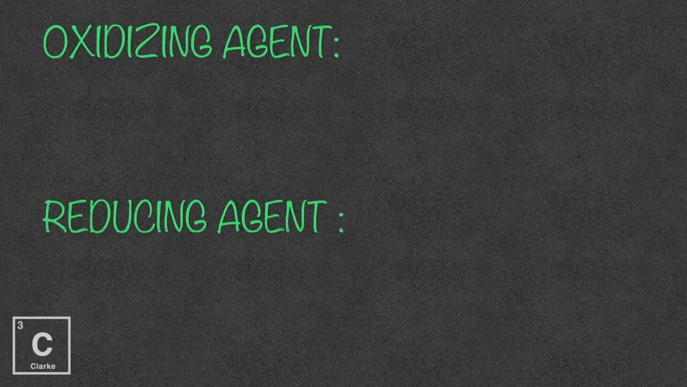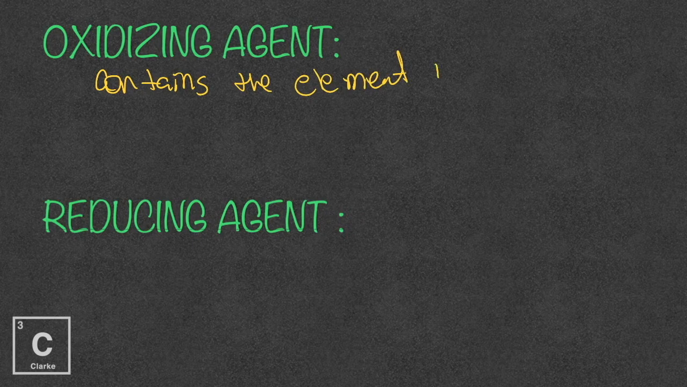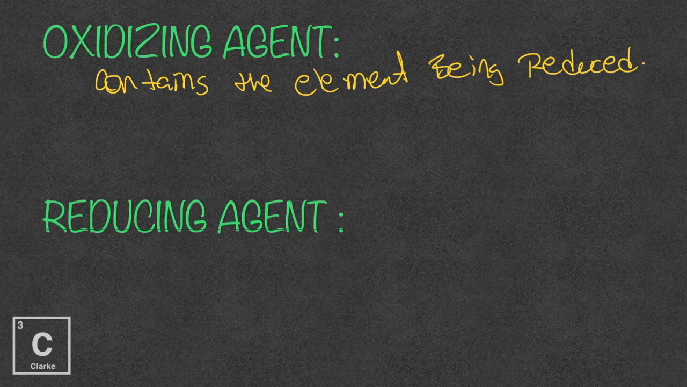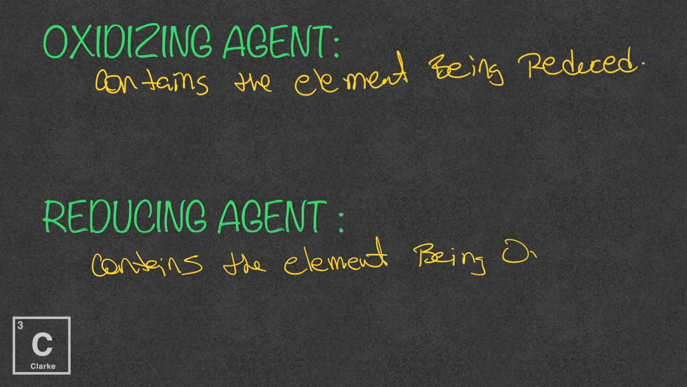But let's talk about an oxidizing agent and a reducing agent. A compound that contains the element being reduced is called the oxidizing agent. So the oxidizing agent contains the element being reduced. I know, weird, right? And then the exact opposite's true. The reducing agent contains the element being oxidized. Let me show you how to point that out.